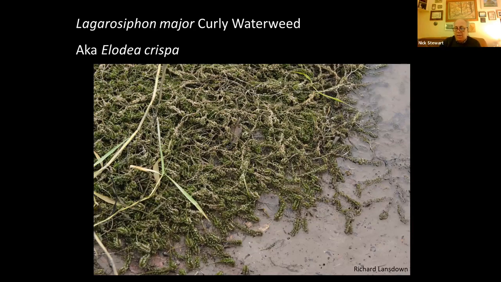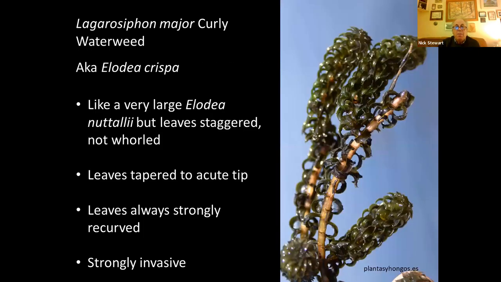But this is quite a common plant that I've seen sold in garden centres quite regularly, and it's like an Elodea nuttallii on steroids. It's a big, robust thing with very curly leaves and quite pointed leaves. But the main difference is that the leaves are staggered up the stem, apart from the size. It's quite a big plant compared to Elodea nuttallii, so it will produce these growing points about a centimetre or 2 in diameter.